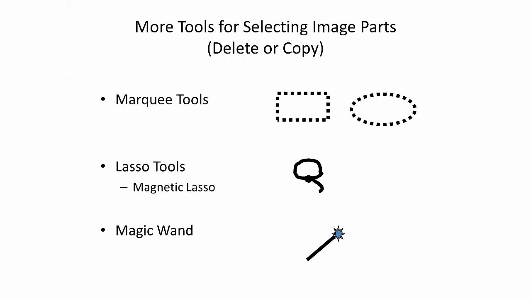More tools for selecting image parts. Delete or copy. Marquee tool. Lasso tool. Magnetic Lasso. Magic Wand.